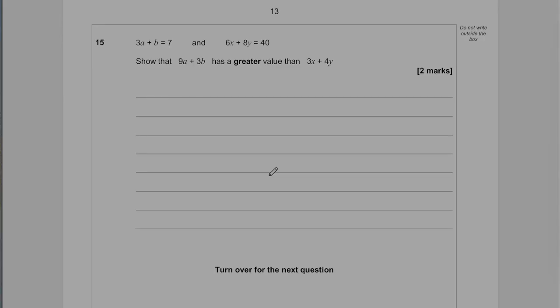Okay. Question 15. So we've got 3a plus b is equal to 7 and 6x plus 8y is equal to 40. Show that 9a plus 3b has a greater value than 3x plus 4y.